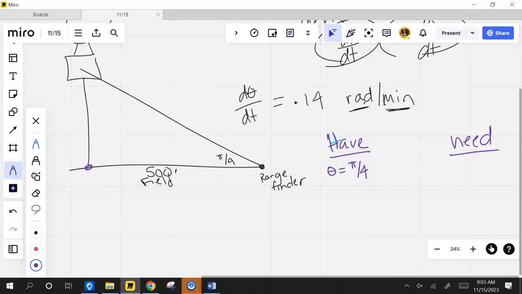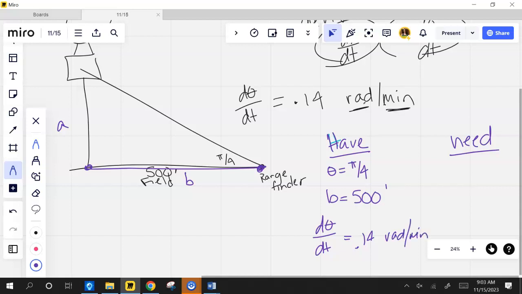I'm going to give some variables here. What should we call that? Give it a variable, b. We'll call this b. B is 500. Agreed? If I call that b, I'm going to call this a. I also have d theta/dt, and that is 0.14. This is speed. This is radians per minute.